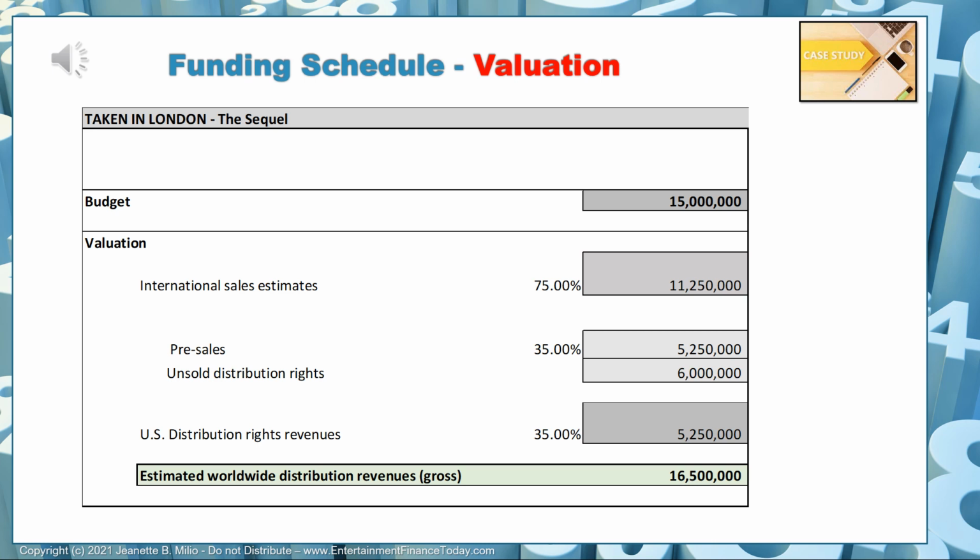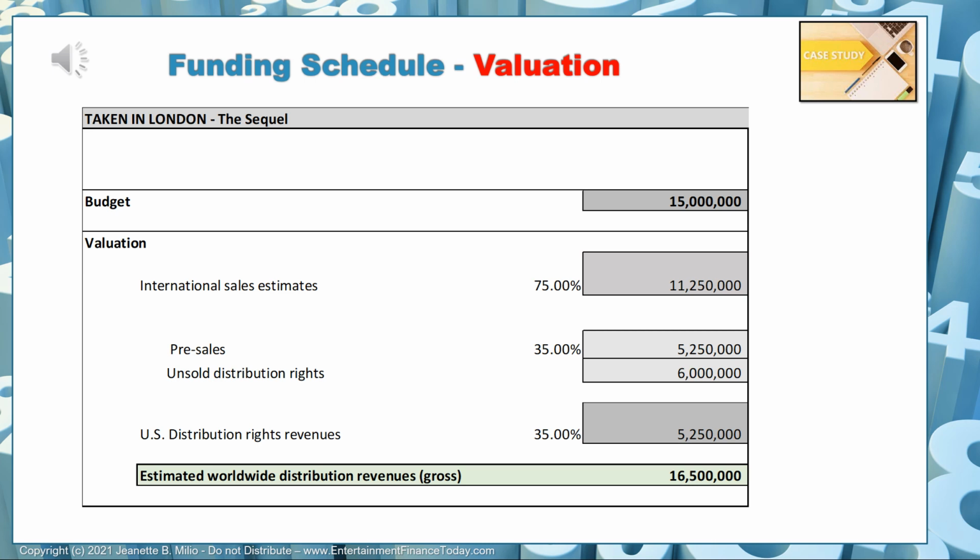Let's take a look at what our finance plan looks like for this. And as we always do with any film that is being financed, we first establish a valuation. What is the value of our film? In this case, what is the value of Taken in London, the sequel, now that its budget is no longer 10 million but 15 million? How does that change our international sales estimates? What are the differences that we're going to be noticing here?